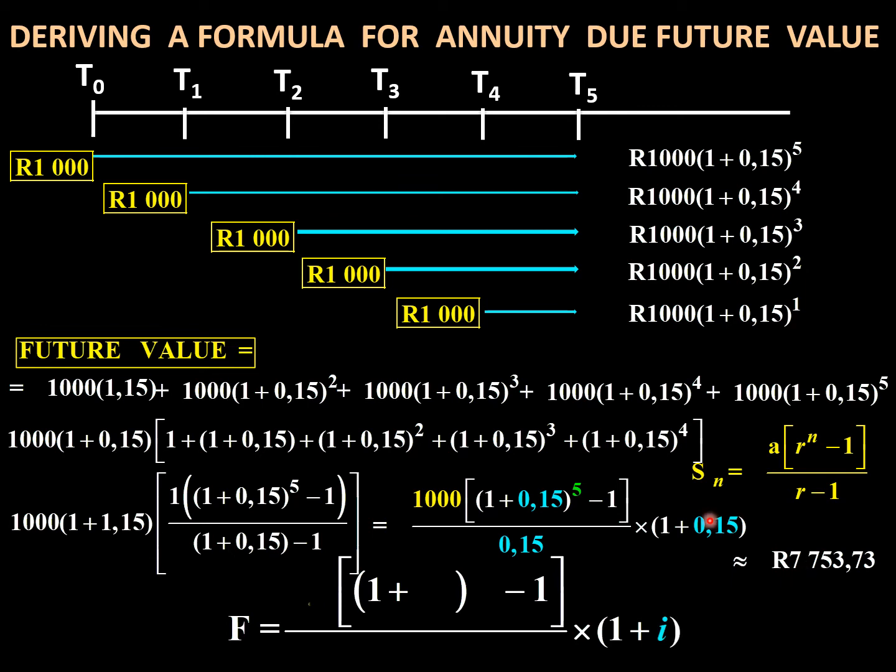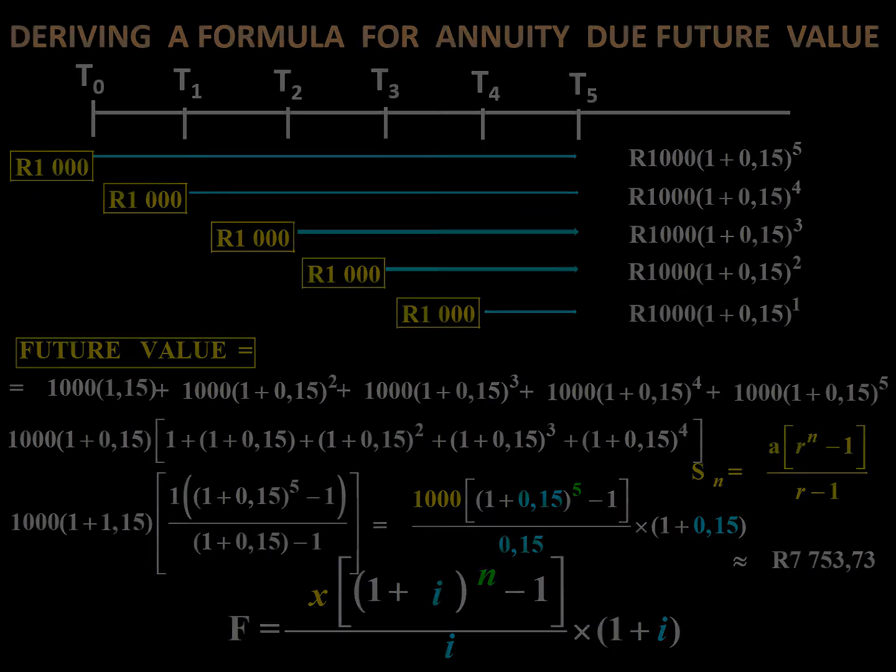So let's see there again. The 1000 becomes my X value. My 0.15 is my I value. There's another 0.15, and then we have this 1 plus I. So the only difference is you take the future value and you multiply it by 1 plus I. And that's the formula that we use for future value of an annuity due.